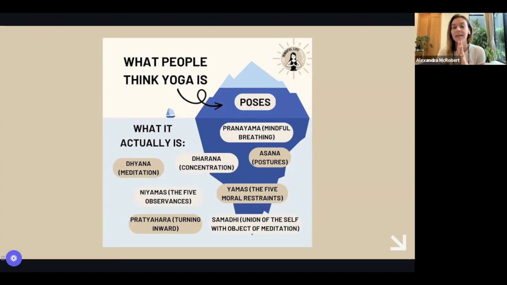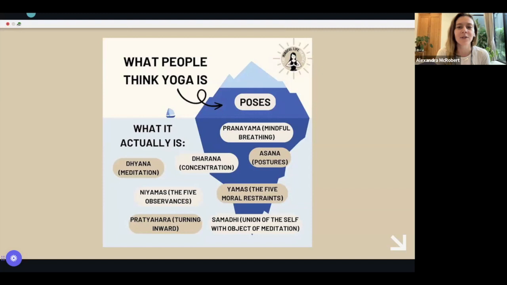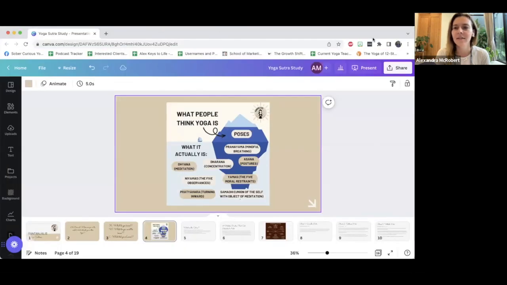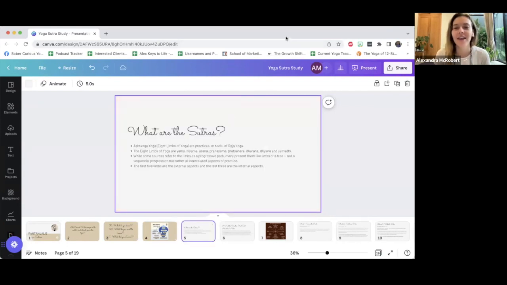So these are the 8 limbs that Patanjali outlined in his Yoga Sutras, which so often get a little bit lost. Now, I just realized I told you all to type into the chat, but for some reason I can no longer see the chat when I'm on screen share. Let me see if I can make this a little smaller and see it. Okay, what was written in the chat? Someone wants to learn more about spirituality and yoga. Amazing. Cool. Okay, so what are the Yoga Sutras?